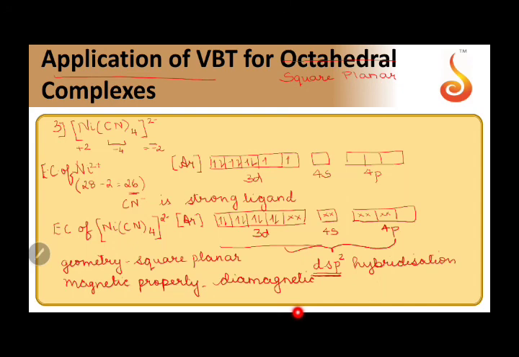These points are important, so we should be writing electronic configuration of metal ion, electronic configuration of complex, hybridization, the geometry, and the magnetic property. This is valence bond theory applied to the complex Ni(CN)4 2-, that is a square planar complex.